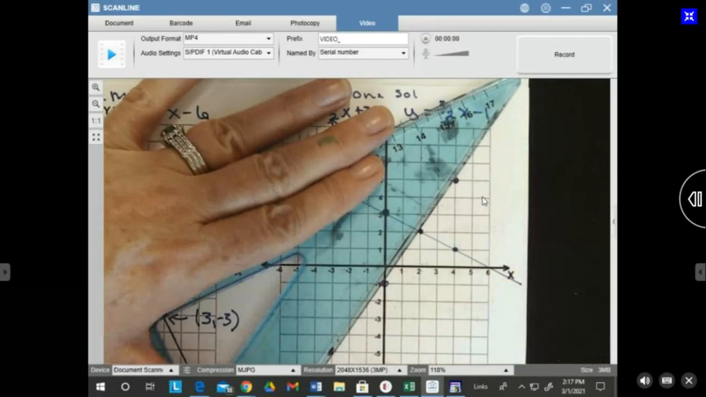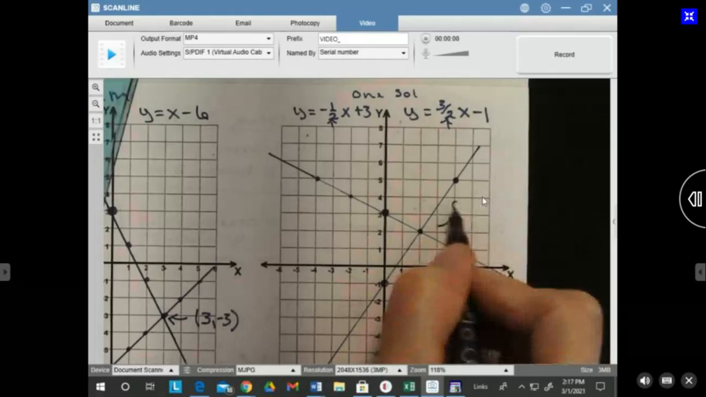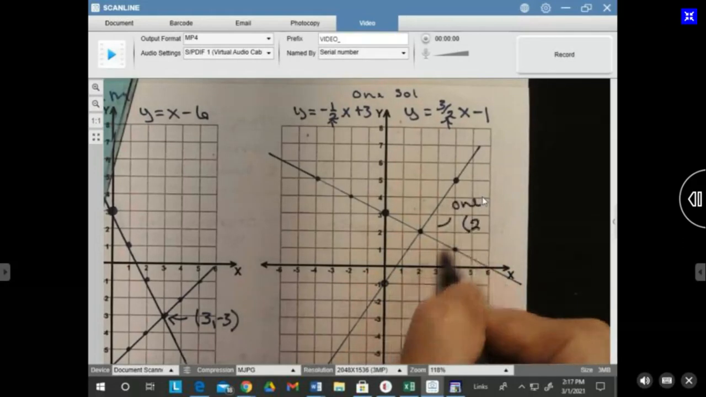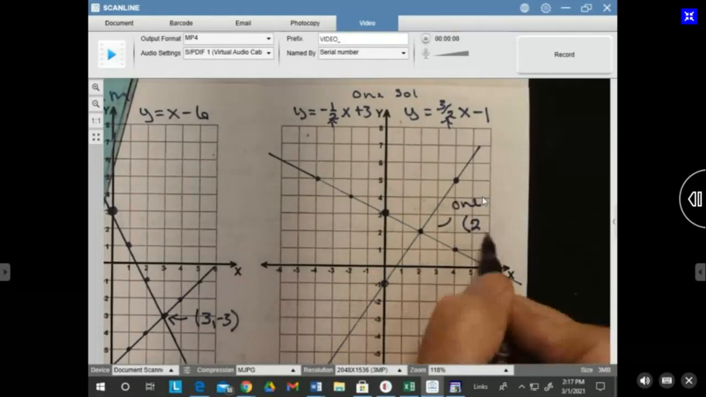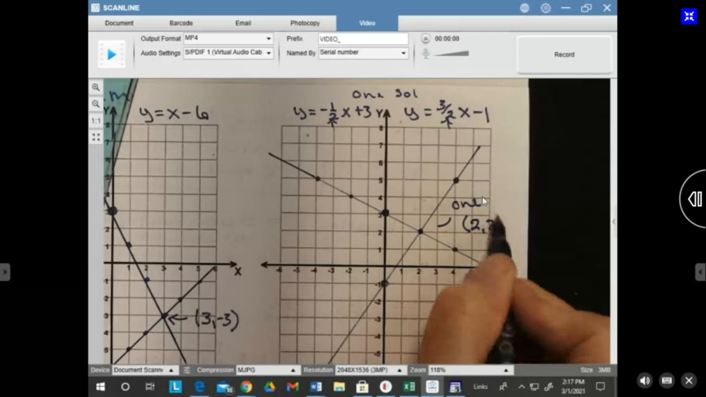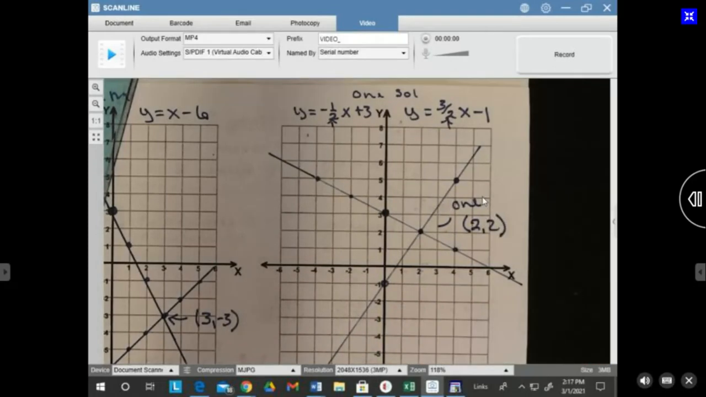Okay, my one solution: x is 2 and y is 2.